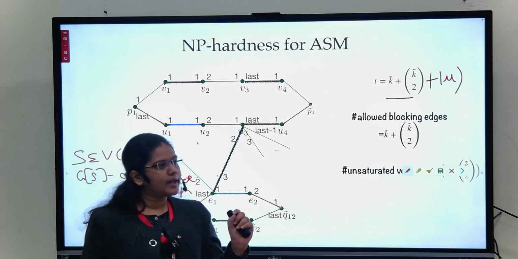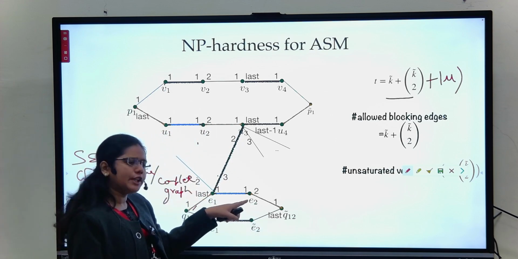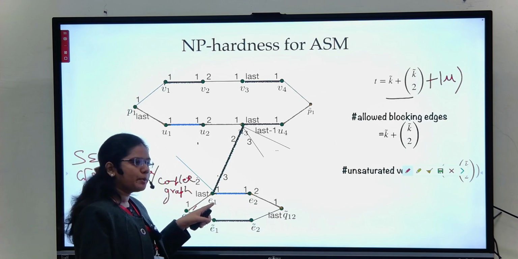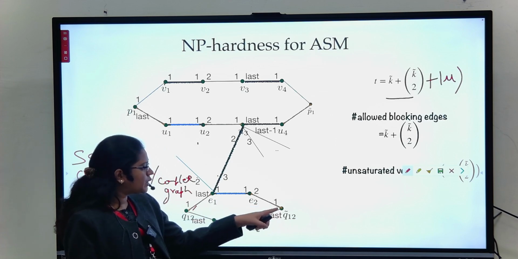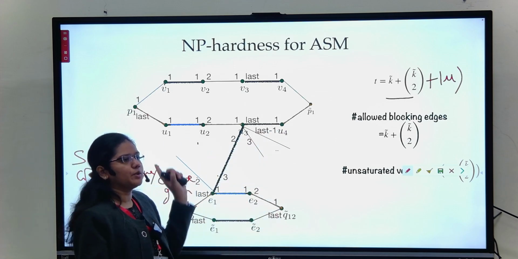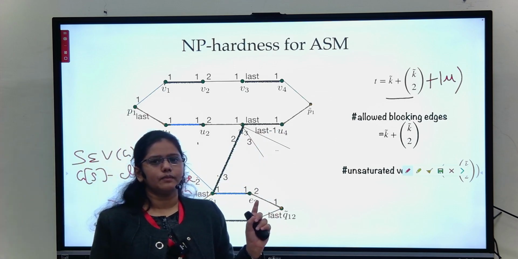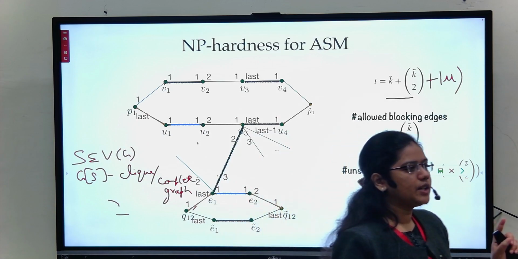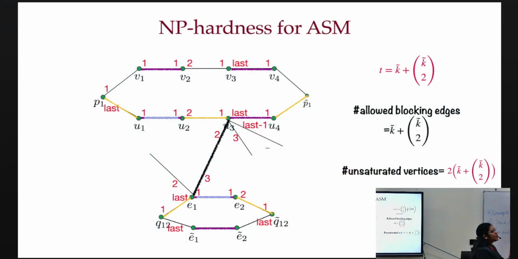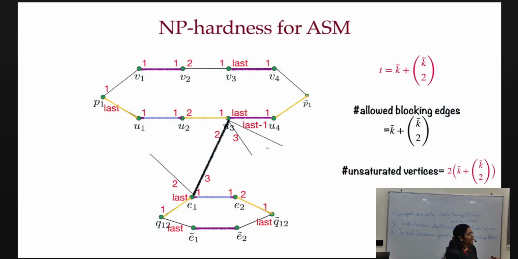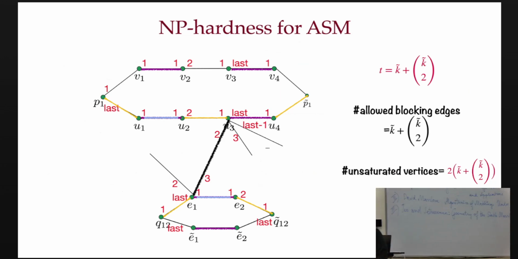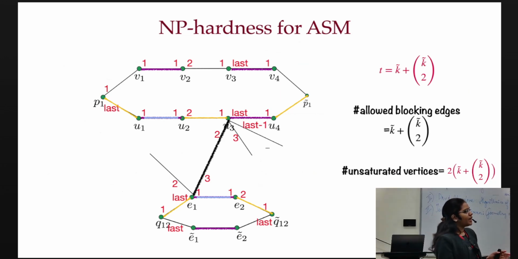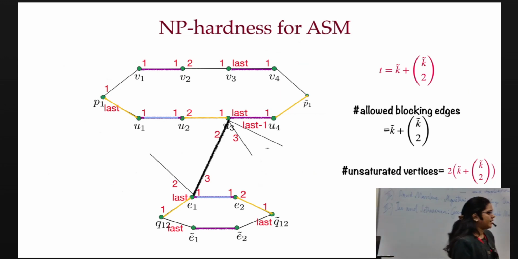Okay. So what about E2? E2's degree is only 2. One of them is contributing to a blocking edge, one of them is contributing to a matching edge. What about Q1 2 tilde? Same as P1 tilde, Q1 tilde. Correct? Right? So if you have a clique solution, then we also get a solution for the ASM problem. Is that okay? Now we need to argue the reverse direction.